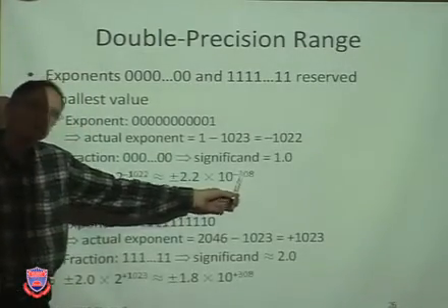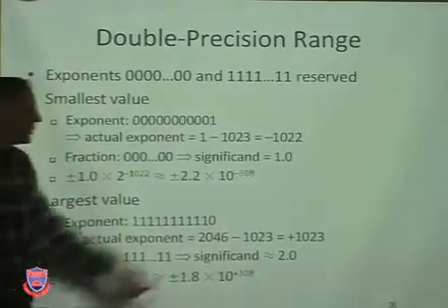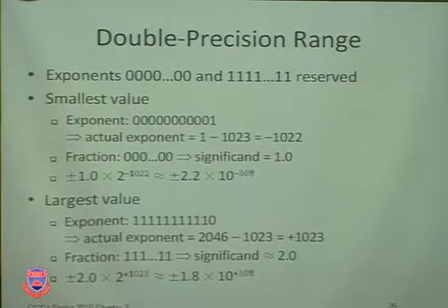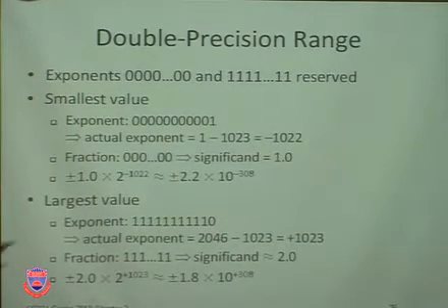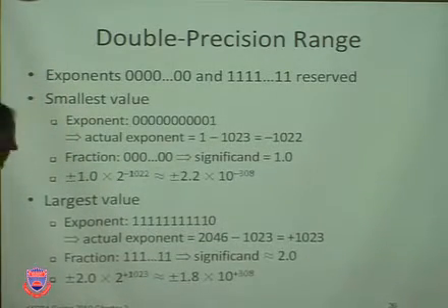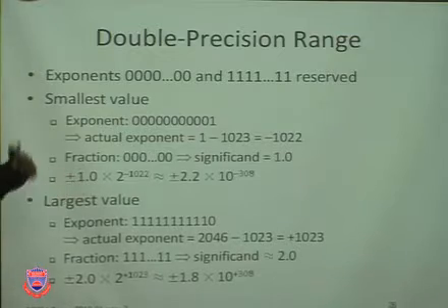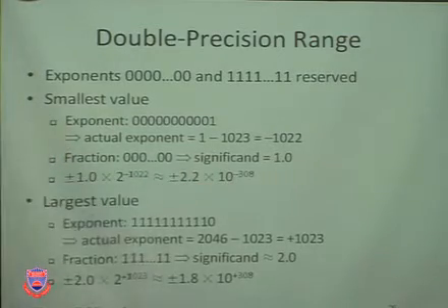I think the physics people would say that's about 10 to the negative 308th power. That's, I think, sufficiently small. Maybe in another 100 years, they might find need for smaller than that. But right now, I think that's pretty good.